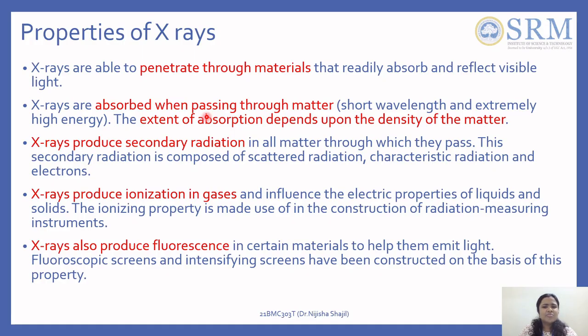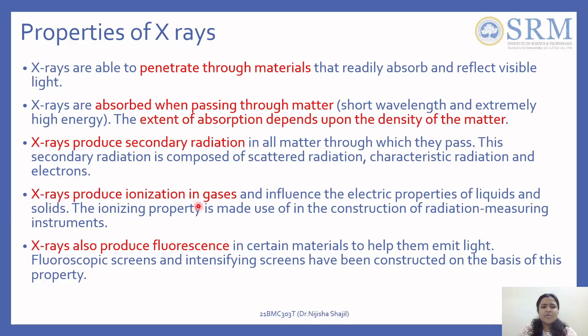The extent of absorption, what does it depend on? It depends on the density of the matter. Very important property. Then X-rays produce secondary radiation. What do we mean by secondary radiation? It means that the energy of the X-rays can be converted to produce some other radiation. Usually they are scattered radiation, characteristic radiation, and electrons. We'll be seeing the different types.